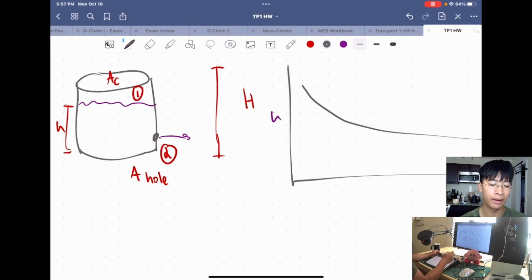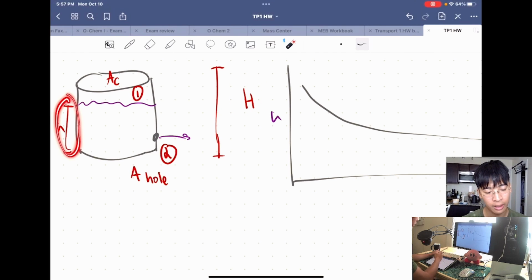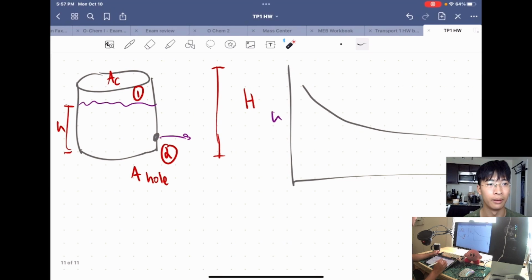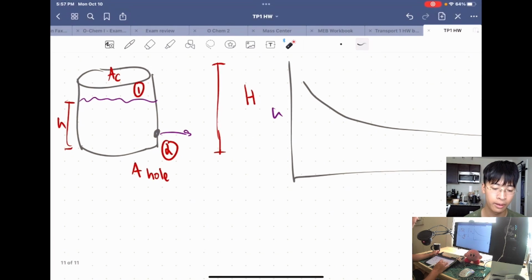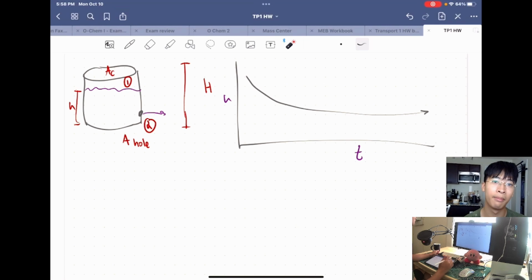And we define a few variables here in our drawing. We have a vessel of height big H, which has a fluid level of little h, which is dynamic, which will change over time. Our hole has some small area, and we have a cross-sectional area of the vessel. Okay? And we're going to answer this question by creating a differential equation.